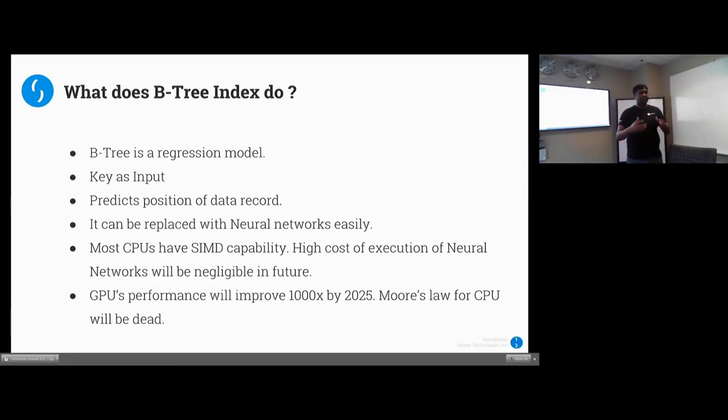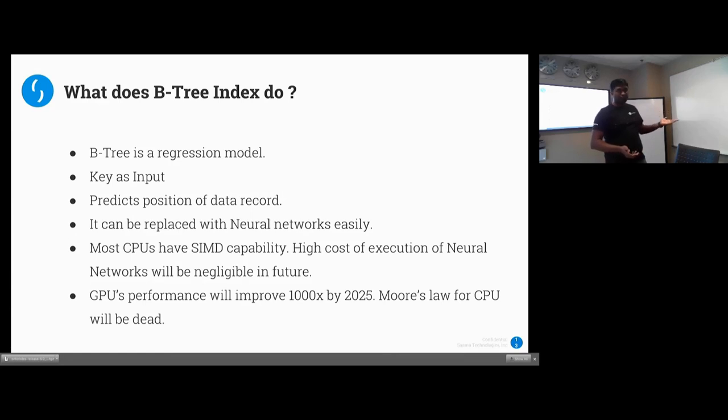Current CPUs, the high cost of a particular neural network is going to be negligible on just CPUs. You know, Rajiv used to sit at the corner, right? So we were actually able to move Rajiv from that point to somewhere in the middle.